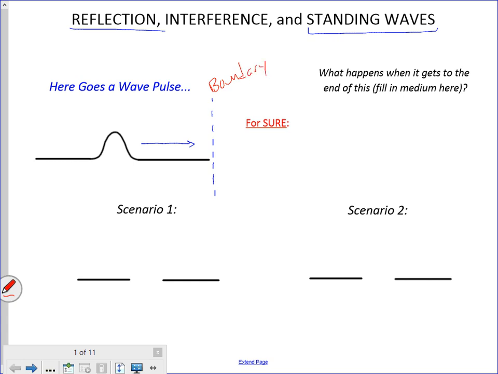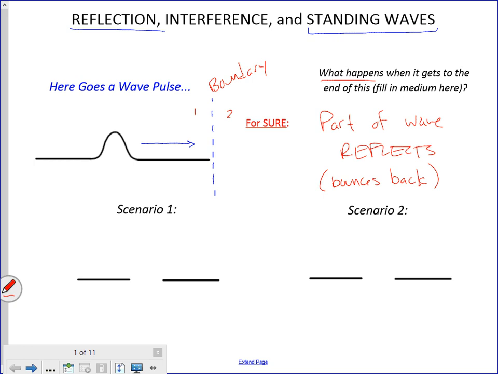A boundary, perhaps, between two media. Maybe, as you saw in that simulation, this string is attached to the wall or held by something or connected to something, or maybe sound is traveling in air and that sound hits a wall or whatever it is. A wave pulse gets to the boundary between medium one here and medium two. And what happens? Well, for sure, no matter what, part of the wave reflects, which is to say, it bounces back in the direction that it came from.